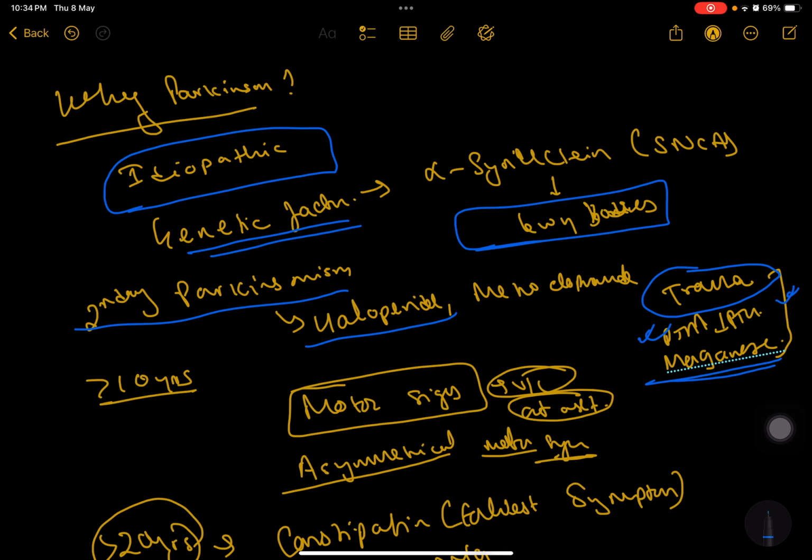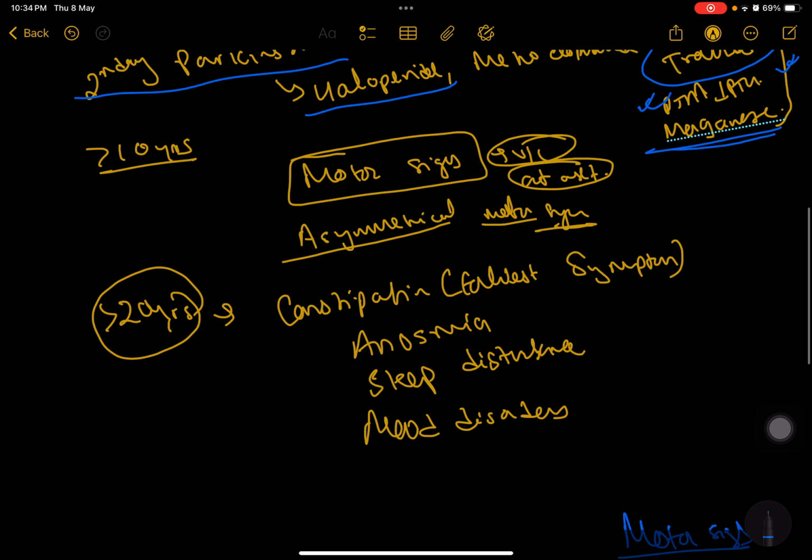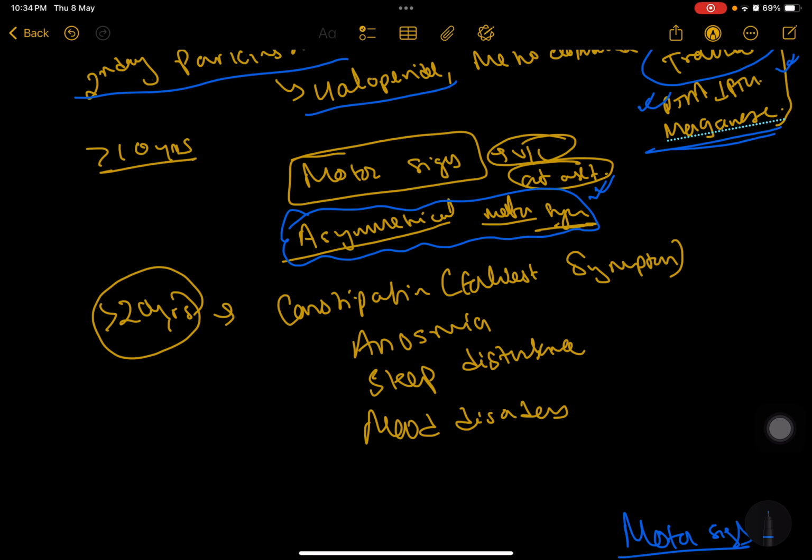More than 10 years later you can see motor signs. Motor signs are unilateral at onset, so there is an asymmetrical motor sign. More than 20 years earlier, there is constipation, anosmia, sleep disturbance, and mood disorders.